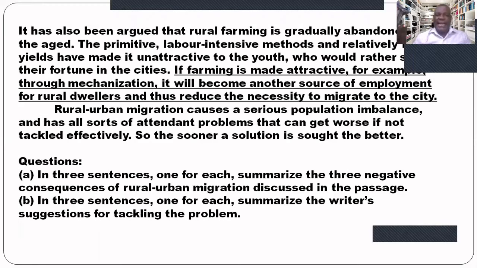Then III, we go to the next idea that we have extracted. If farming is made attractive, for example, through mechanization, it will become another source of employment for rural dwellers and thus reduce the necessity to migrate to the city. What's the main idea here? Make farming attractive through mechanization. Simple. So we can say farming should be made attractive through mechanization. Very simple. And that's exactly the way it is done.